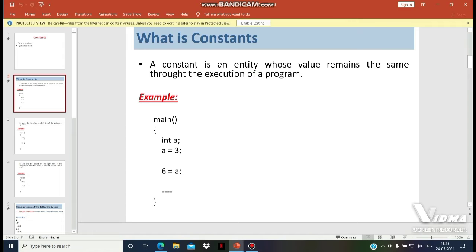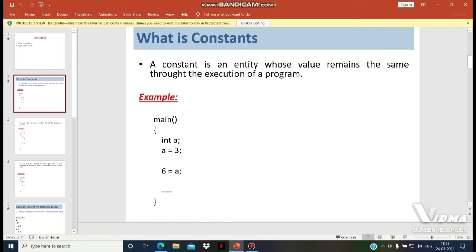Main function, opening brace, int a = 3; Here a = 3. We assigned 3 to variable a. So throughout the execution of the program, the value of a will be 3 only. It won't become 5, it won't change. The value remains the same throughout the execution of the program.